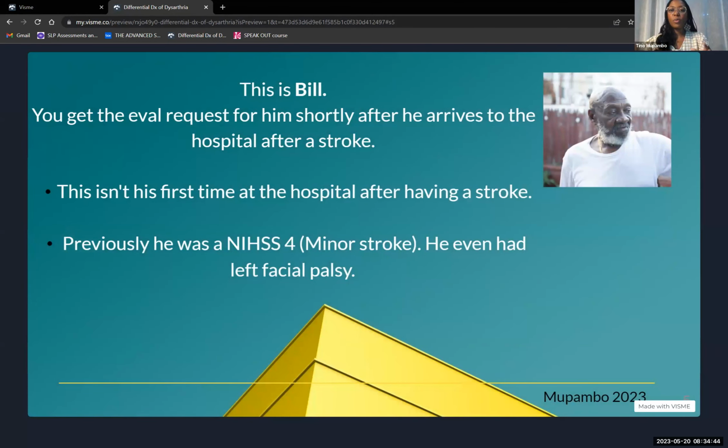This is Bill. Bill will be our main case study for this. We're going to discuss him, and at the end, we're going to actually diagnose the dysarthria that he has. So Bill comes into your hospital. You've gotten a speech eval request for him shortly after he arrives after a stroke. This isn't Bill's first time at the hospital after having this stroke. Previously, he was admitted with an NIHSS of 4, which is a minor stroke, and he even had left facial palsy. Just looking at his chart history a little bit as you're rushing through, you've got a bunch of patients, you see that he has a history of hypertension, vertigo, diabetes, and then obviously the stroke piece, but you don't get to quite jump into the CT or MRIs to really see what's going on.